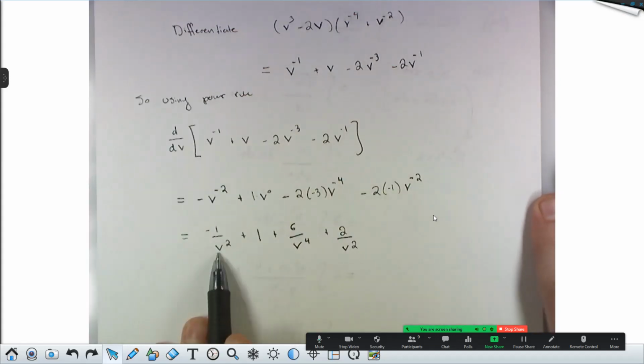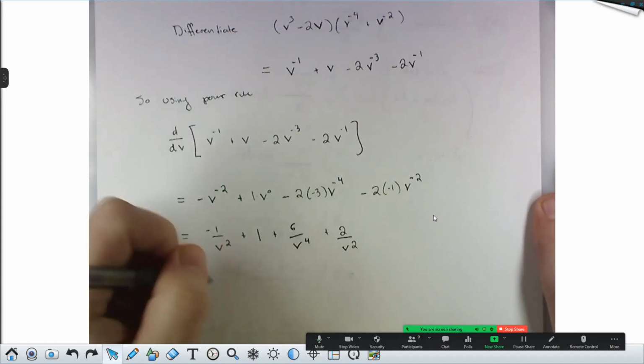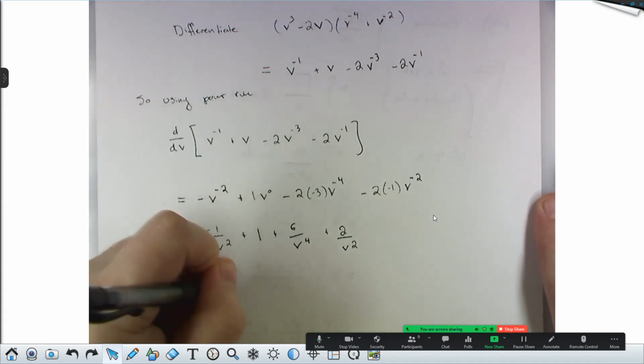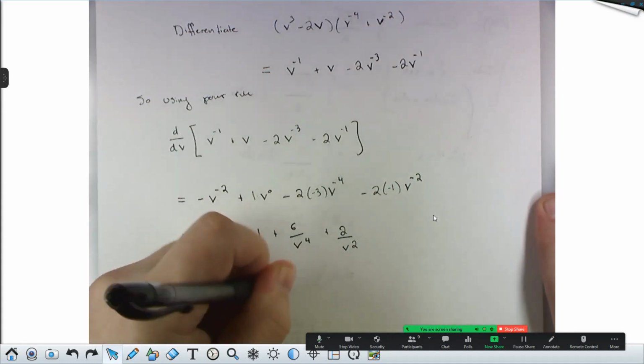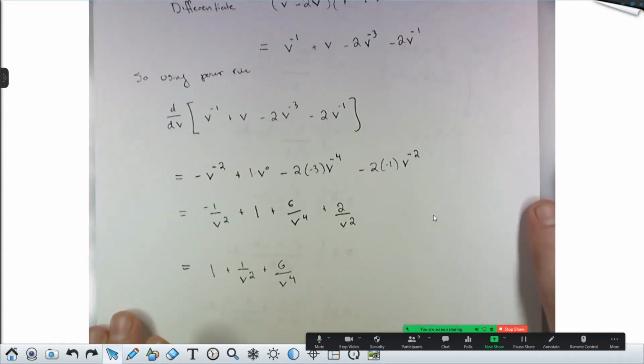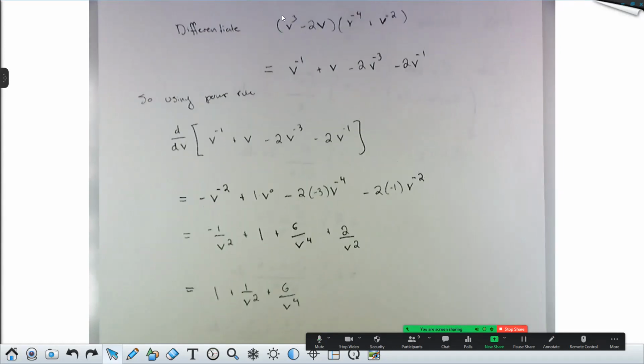And we can combine the minus 1 over v squared and the plus 2 over v squared and write this as 1 plus 1 over v squared plus 6 over v to the 4, which is one of the forms of the answer that was given in Nikita's video. So I'd just like to point out that some of these problems, you don't need to use the product rule.